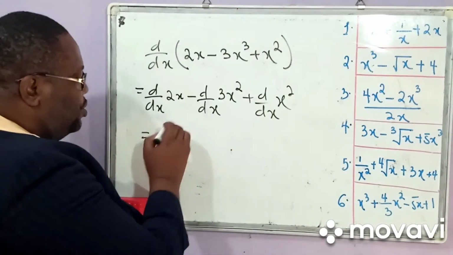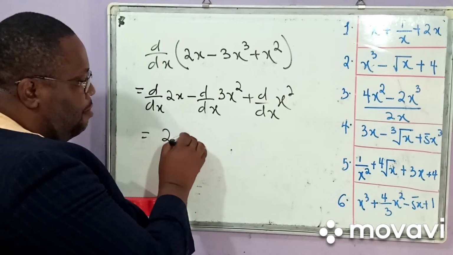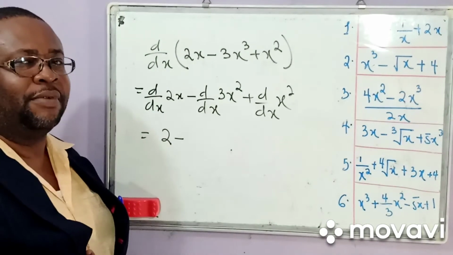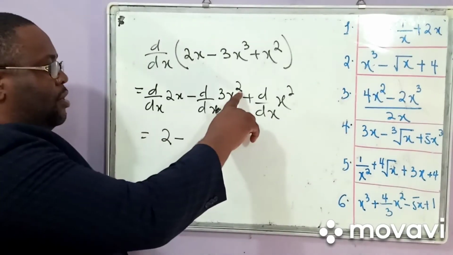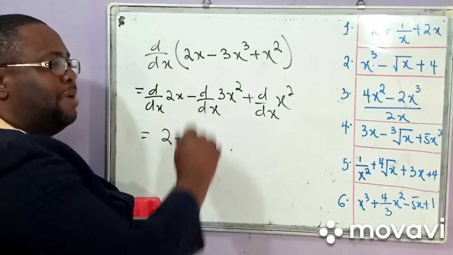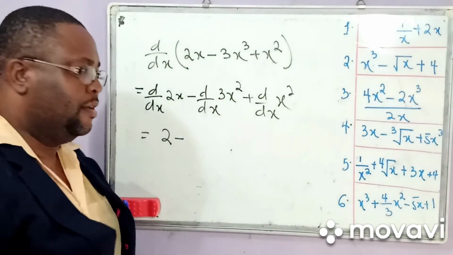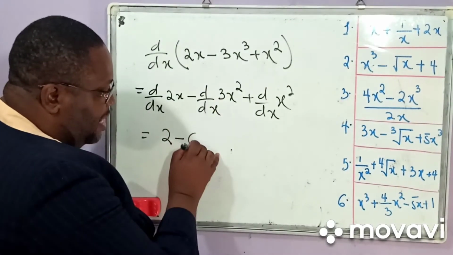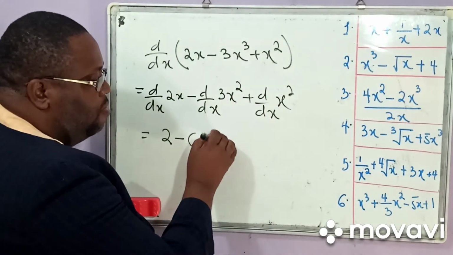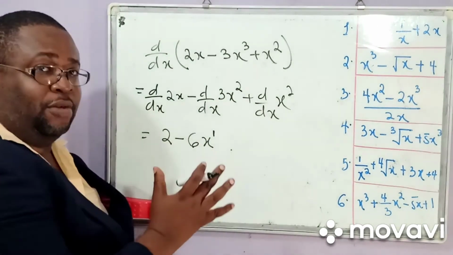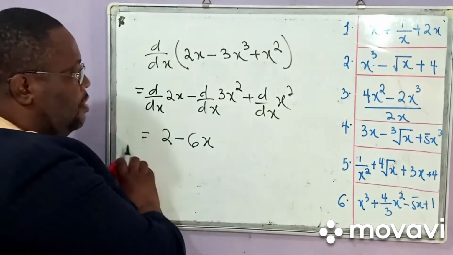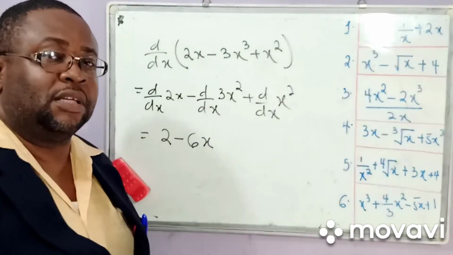So when I differentiate 2x, I simply get 2, minus the derivative of 3x squared. The 2 comes and multiplies 3, we have 6. 2 minus 1 gives me 1, so at the end of the day, I simply have 6x. 2 minus 1 is simply 1. Normally we don't write this 1, so I can clean it up and I'm just left with 6x.